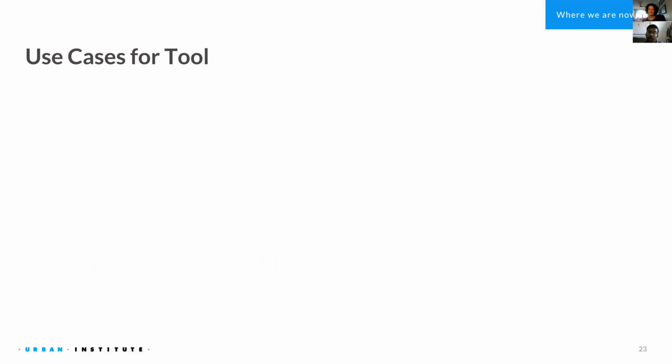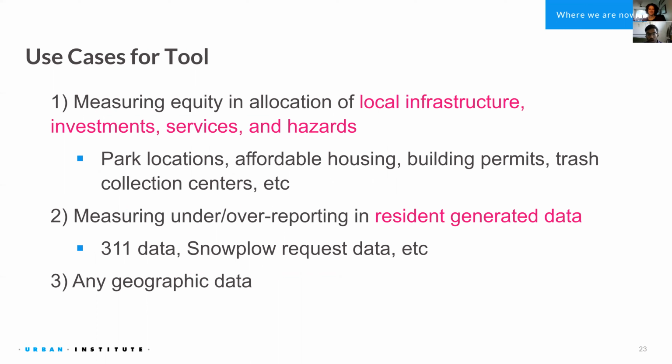Finally, I just want to lay out a couple of broad use cases that we see for our tool and how we hope other folks will start using our tool. So one, we think our tool can be used to measure equity in the allocation of local infrastructure, investments, services, and even environmental hazards, like where trash stations are located. So this is, for example, stuff like park locations, where affordable housing is, where building permits are located, trash collection centers, etc. And it'll just, at a very rough glance, allow you to see which kinds of populations are overserved and underserved by all these different amenities.